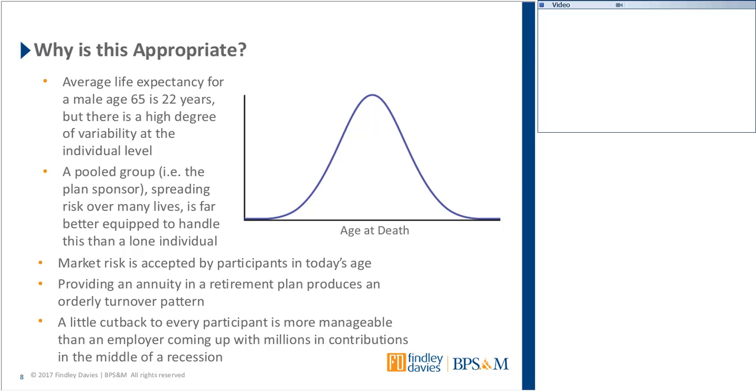Finally then, when there is that market downturn, reducing each participant's benefit by a little bit becomes much more manageable than looking for the plan sponsor to come up with millions in extra contributions. Think of the old proverb that many hands make light work. If we are spreading out that market risk over the participant pool, everyone sacrifices a little as opposed to putting all of that on the employer.